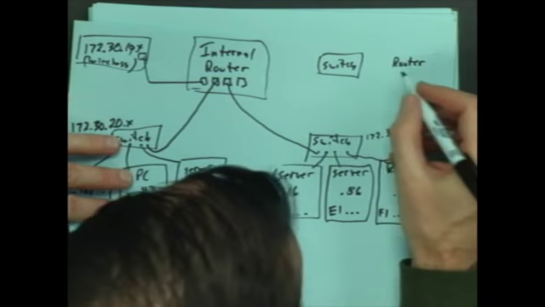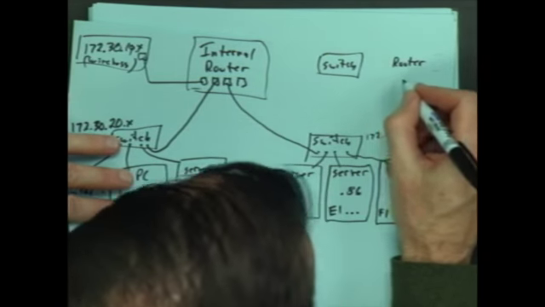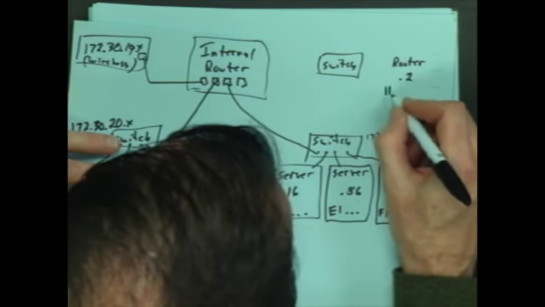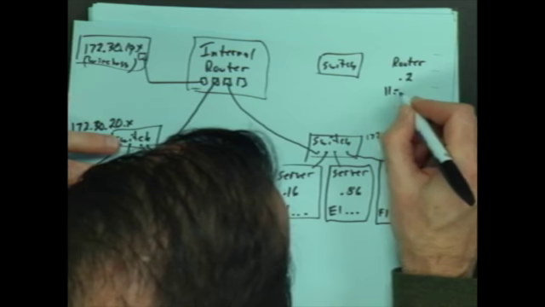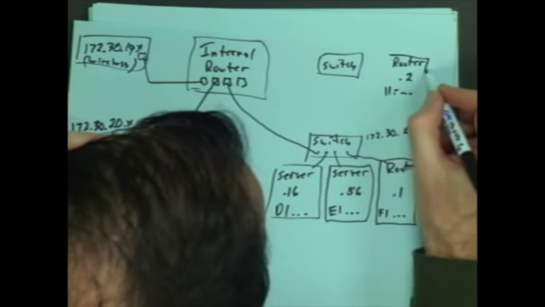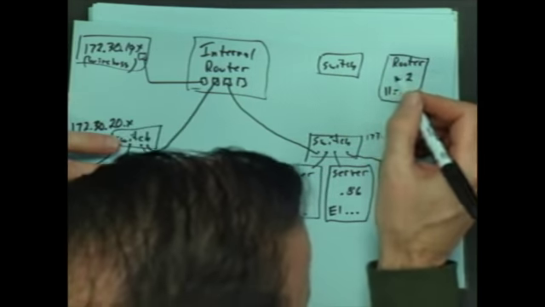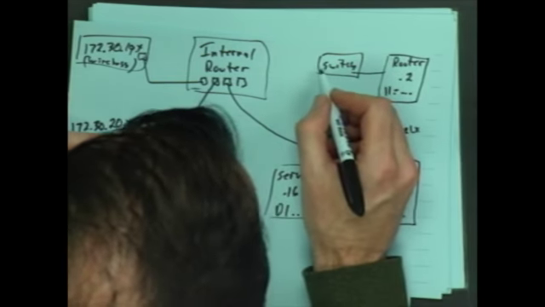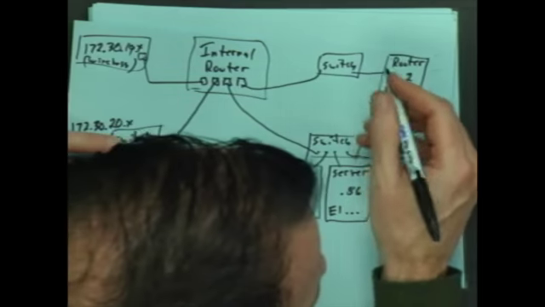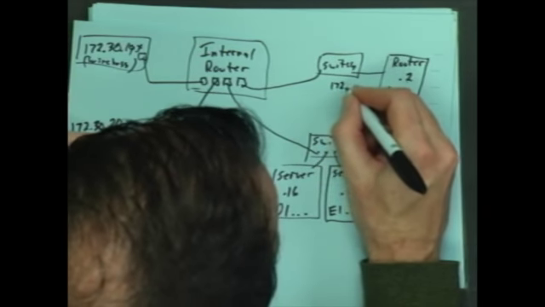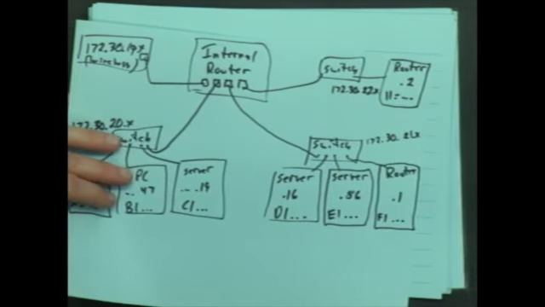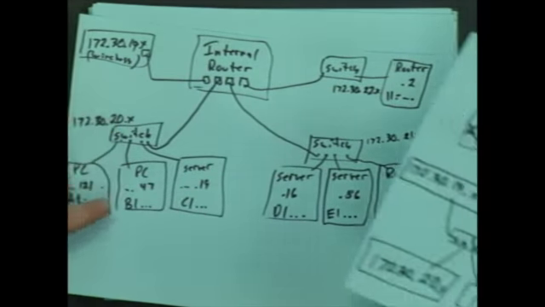It's going to be .2, and this one, the MAC address is 11 dash... Okay, so I got a router up here. This router is plugged into the switch as well. This switch is plugged into port 4, and this subnet is 172.30.22.x. Okay, so let me note again.